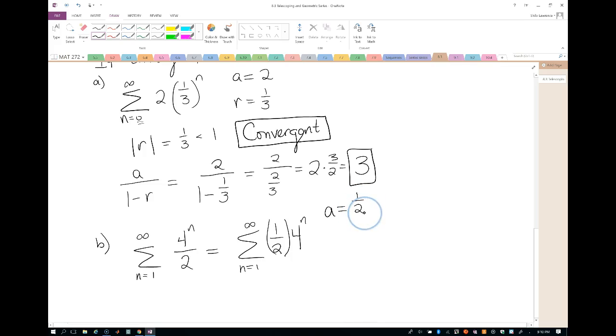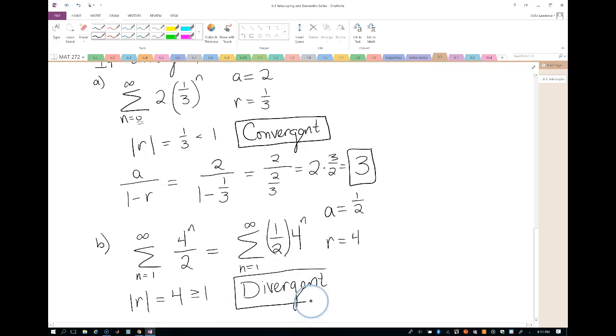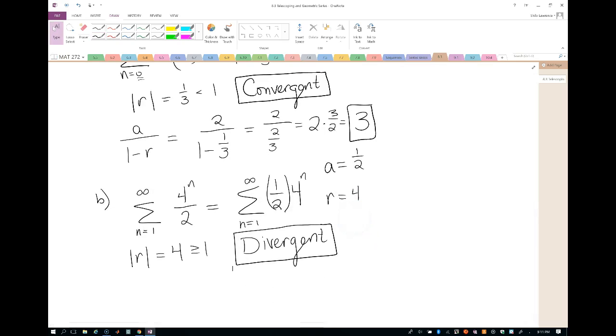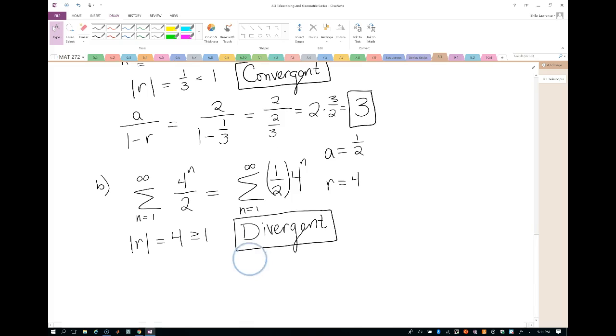So we're dealing with a geometric series that has an a value of 1/2 and an r value of 4. So the absolute value of our r is 4, which is greater than or equal to 1, which means this one is divergent. Convergence and divergence of a geometric series has nothing to do with where your n value starts. The only time we need to consider where the n value is starting is when we go to actually compute the sum. And since in this case the series diverges, that means it does not have a sum. So there's no point in computing the sum on this one.